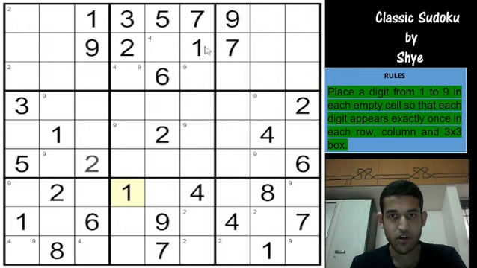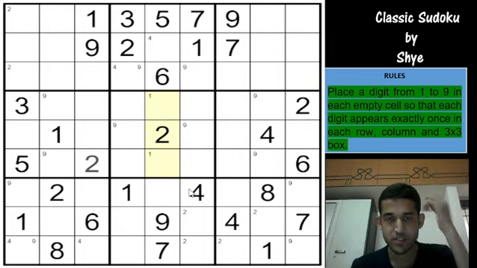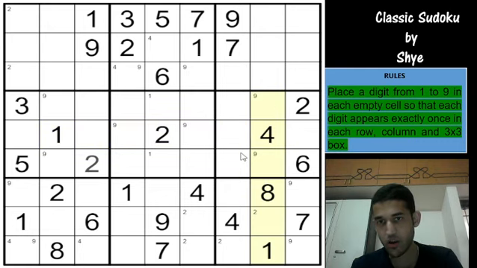Right, so 1 is in column 4, column 6, so 1 goes in one of these 2 cells. 1 cannot be in row 5, 1 cannot be in column 8, so 1 goes in one of these 2 cells, and that gives me a digit. In column 9, 1 has exactly 1 cell.